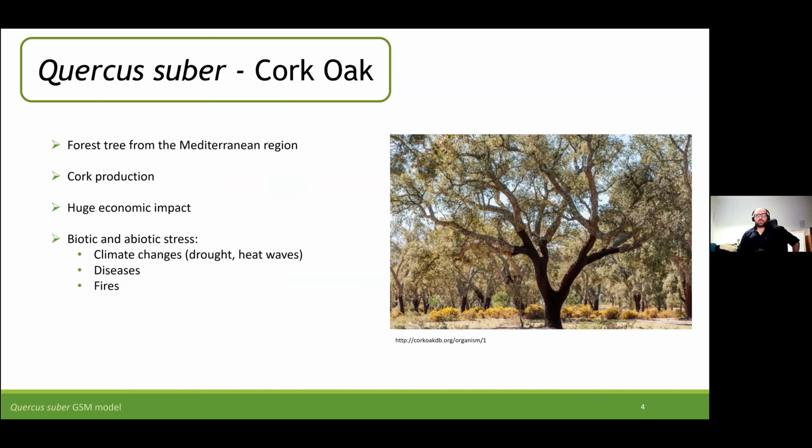Regarding the Cork Oak tree, as probably most of you know, it's a forest tree that is indigenous to the Mediterranean region. It produces cork, which is a valuable product with a huge economic impact in Portugal, though this tree is vulnerable to both biotic and abiotic stresses like climate changes, diseases, and forest fires. A genome-scale metabolic model for this tree can be very important to study how the tree adapts, for instance, to drought or heat waves, and to understand the mechanisms that provide resistance to this stress.